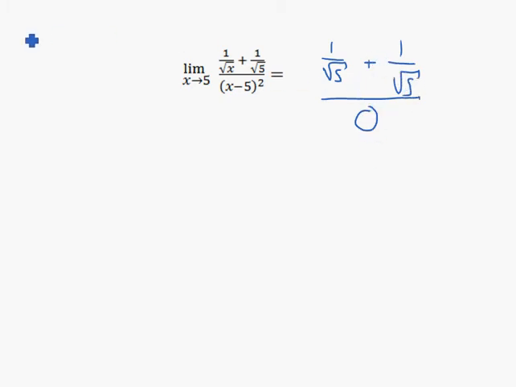Divided by 0, that means on my graph, hey, there's a vertical asymptote. Okay, so there's a vertical asymptote going on here. So our options are either infinity, negative infinity, or does not exist. All we need to do is figure out which way both sides of the asymptote are going.